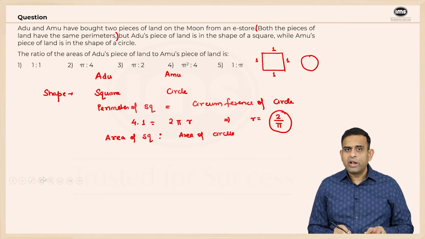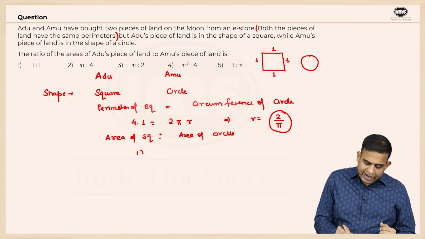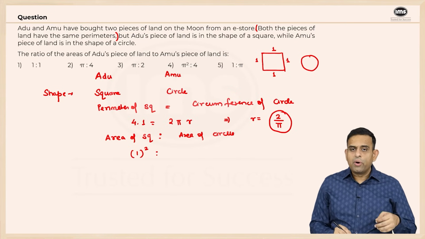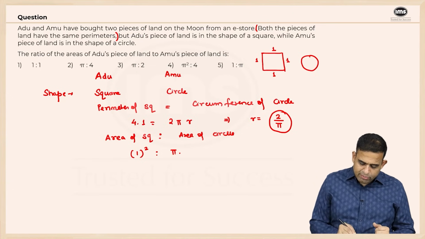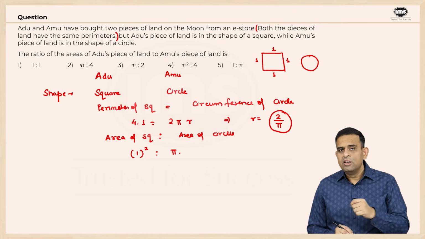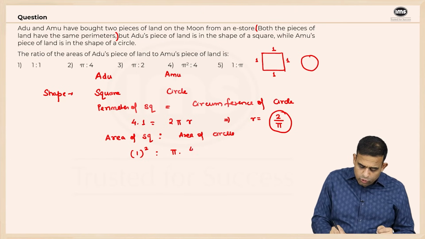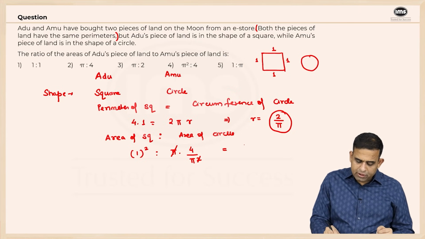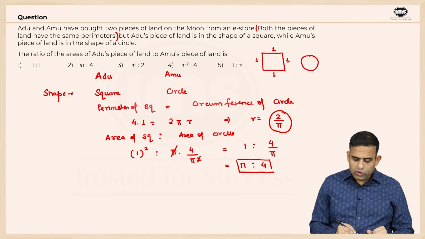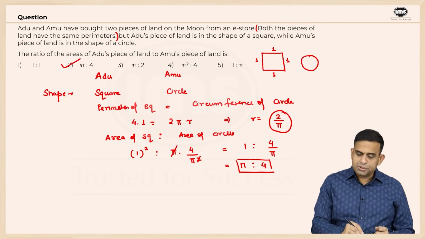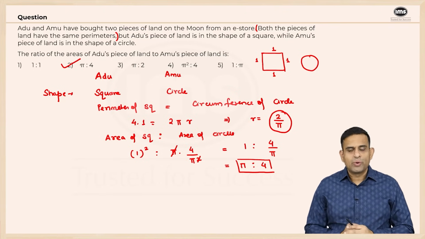Now for the area of the square, the formula is side square. We have taken the side as 1, so 1 square is 1. What is the formula for the area of a circle? Pi times r square. So pi times, the value of r is 2 by pi, so the term r square basically will become equal to 4 by pi square. One of the pi terms basically will get cancelled out. This will become 1 is to 4 by pi. If I want a simplified version of this, let's multiply by pi on both sides. So the required ratio of the area for Adu and Amu happens to be nothing but pi is to 4. Hence option number 2 is the answer for this simple question.